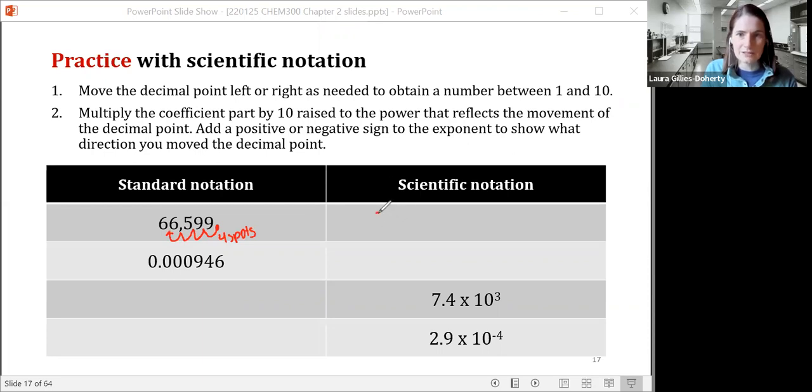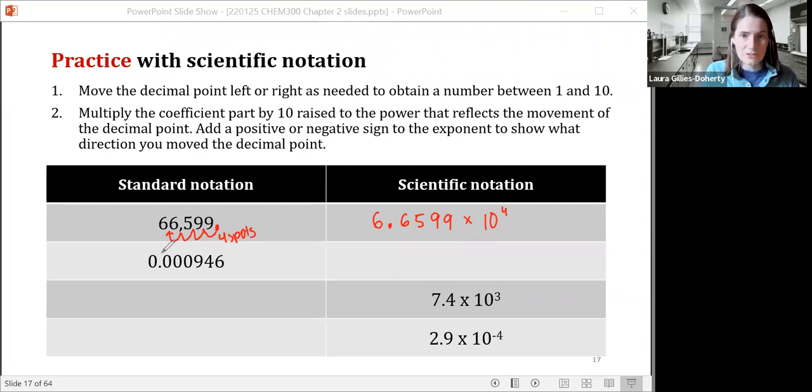We end up getting 6.6599 times 10 to the 4 because we moved it 4 spots, and we moved it to the left, so that's why the 4 is positive. It's representing a large number that's greater than 1. So you can always do a little quick check if you're worried about if you got the positive or the negative correct on your exponent. If you're dealing with a big number that's greater than 1, your exponent should be positive.